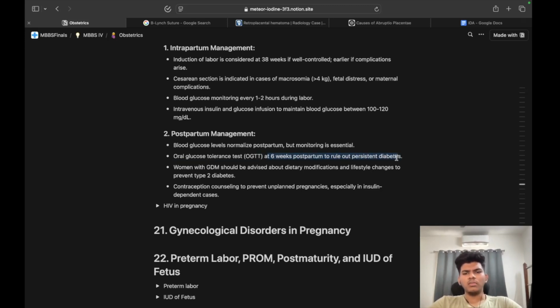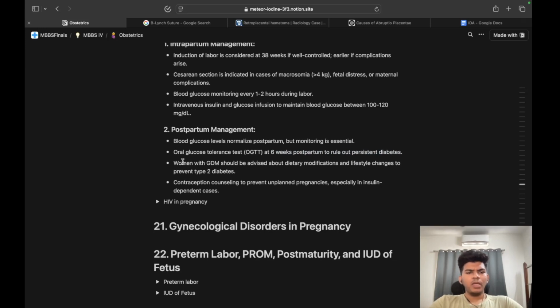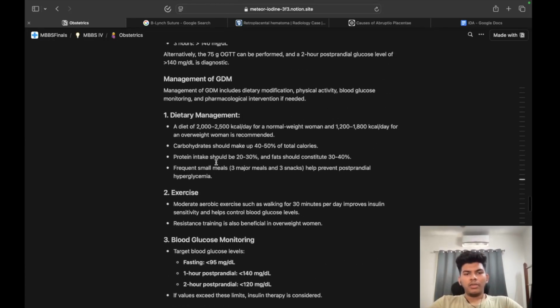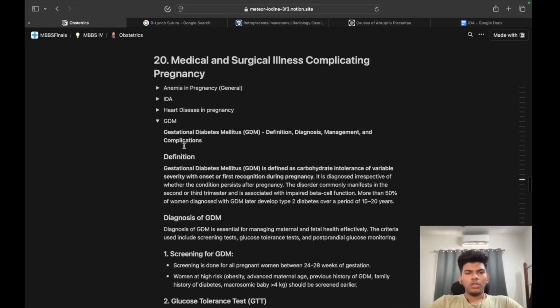Women with GDM should be advised about dietary modifications and lifestyle changes to prevent diabetes, because we know there is a long-term increased risk of type 2 diabetes. So we want to prevent that. Contraception counseling to prevent unplanned pregnancies, especially in insulin-dependent cases. Yes. So with this we come to the end of the discussion on GDM.